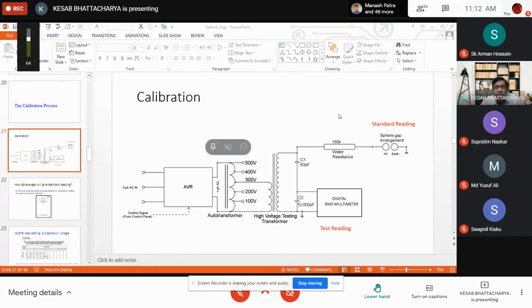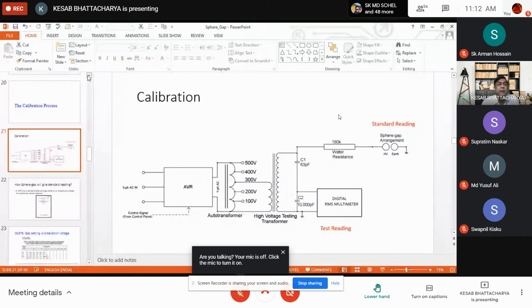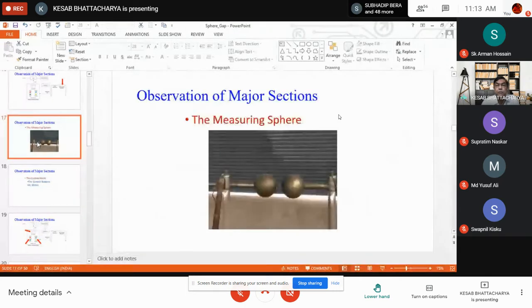Those spheres, if used for measurement of voltages, will always measure the peak value of the voltage. Now here, one thing automatically comes to our mind: why is the sphere gap a peak voltage measuring device? The thing is this: actually, if you just consider the sphere gap, let us go to the diagram. Any sphere gap, for example, suppose this sphere gap.